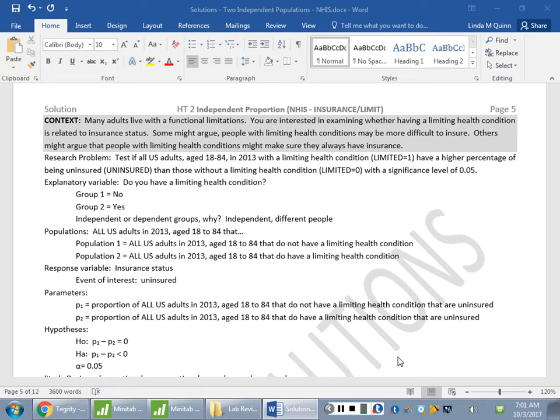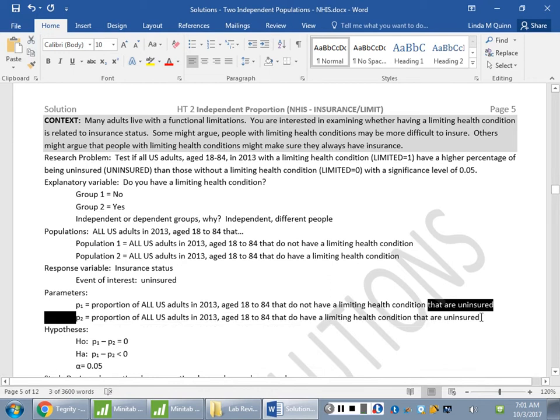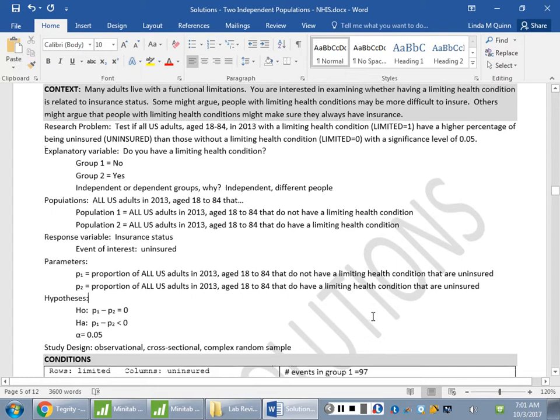So we've got all U.S. adults that do not have a limiting health condition and all adults that do have a limiting health condition. The response variable is insurance status because we're interested in the event of being uninsured. And so the parameters are proportions of the populations, and notice that once again they end the same way, that have the event of interest. Okay, so now we have to test and check our hypotheses.